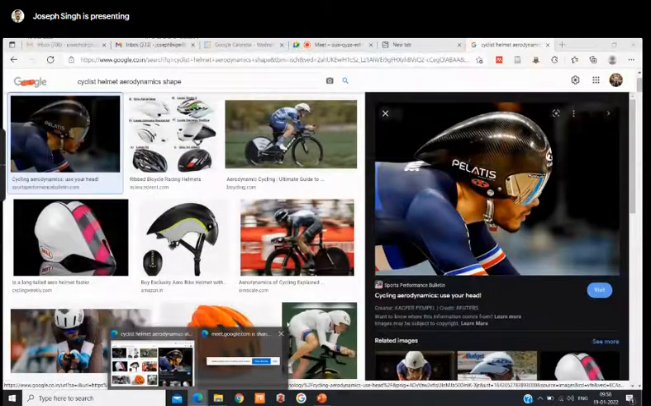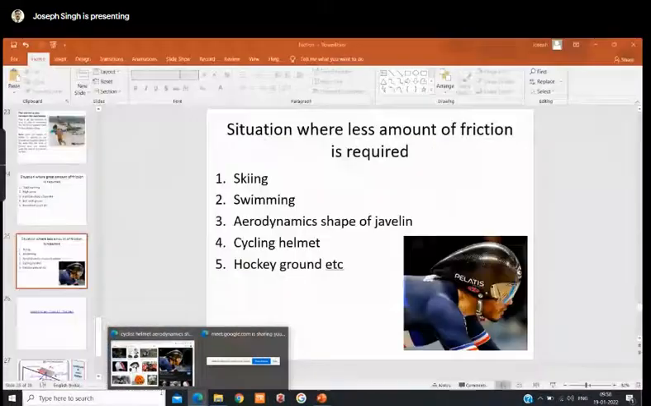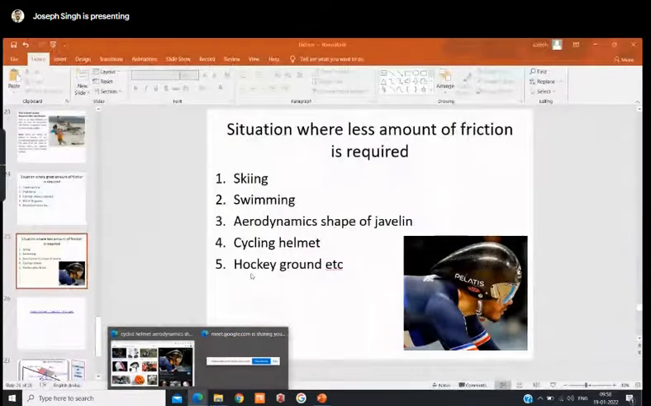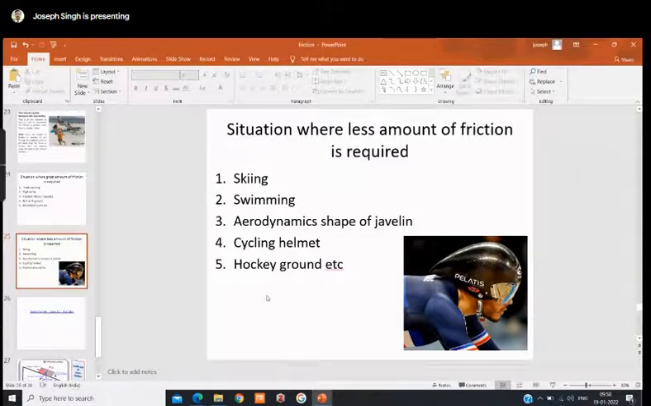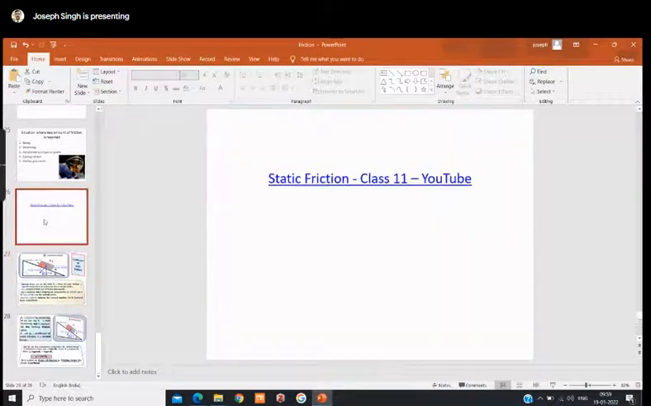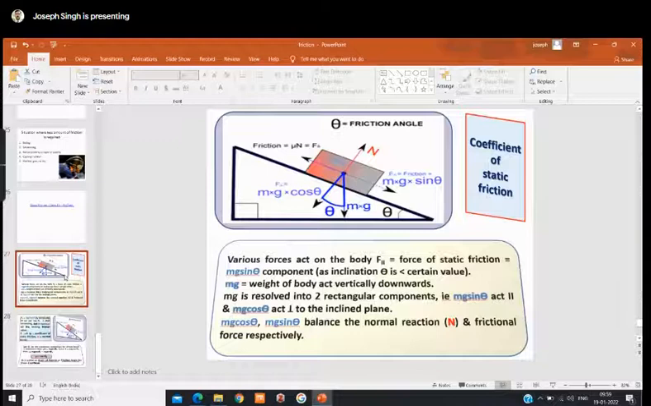So for this indoor, you can see this figure also. In this figure also. Okay. So these are the examples. Hockey ground. Hockey ground is what? Giving you less friction. Now let's move further. We'll see this video later.